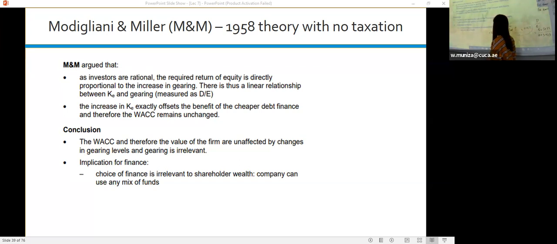Unchanged WACC is going to be there. Can you explain this point? They said that WACC is going to remain unchanged. There is no effect on the WACC.